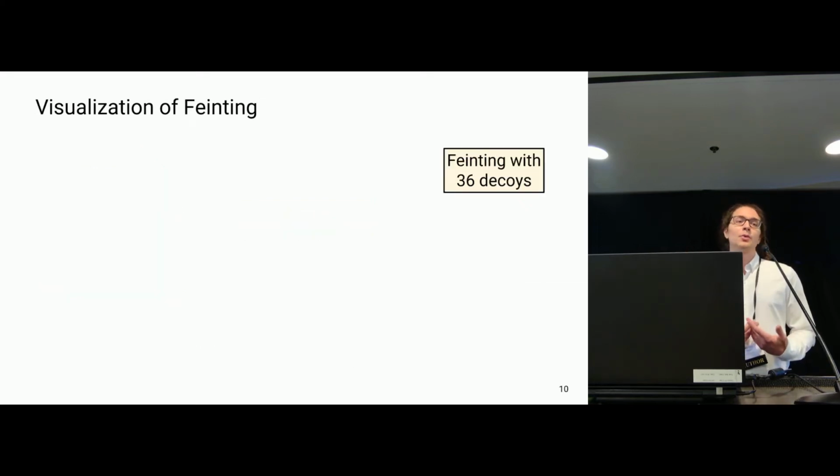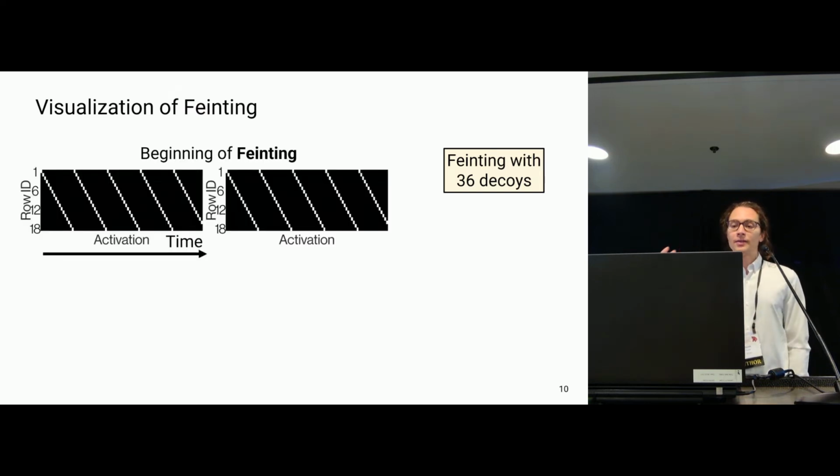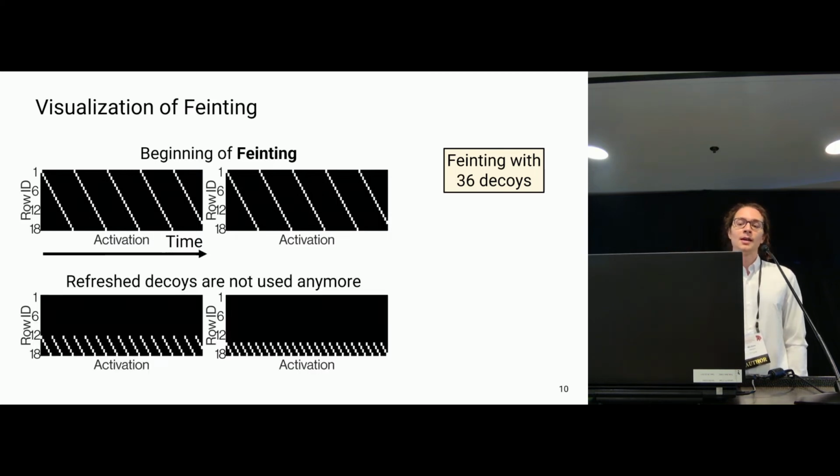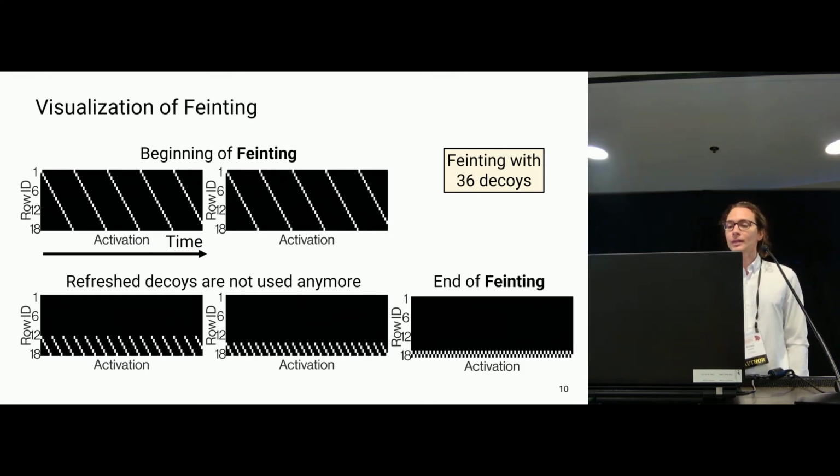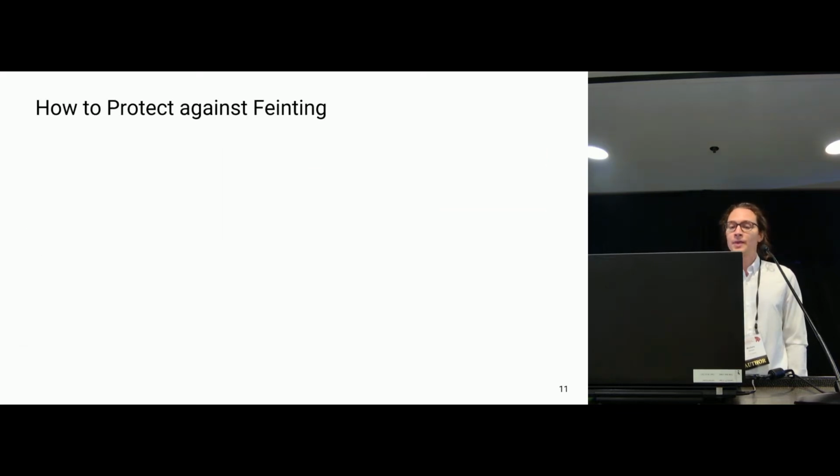So let's have a visualization of fainting. In this case, an example with 36 decoys, which means 18 aggressors. So at the beginning of fainting, all the aggressors linked with these decoys are activated. But as these decoys are refreshed, the aggressors are not activated anymore, up to the end of fainting, where only the aggressor linked to the real victim is still activated. And by the way, we used this pattern in real devices, obtaining bit flips.